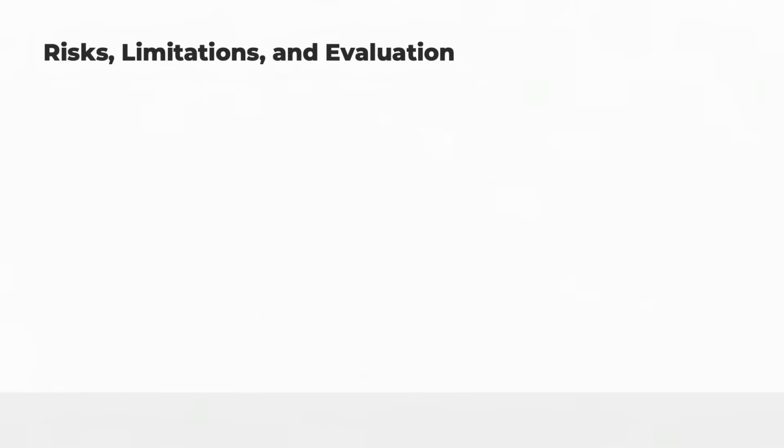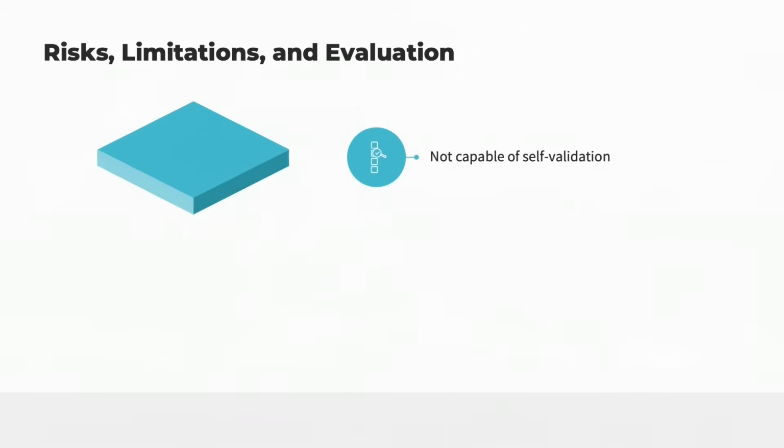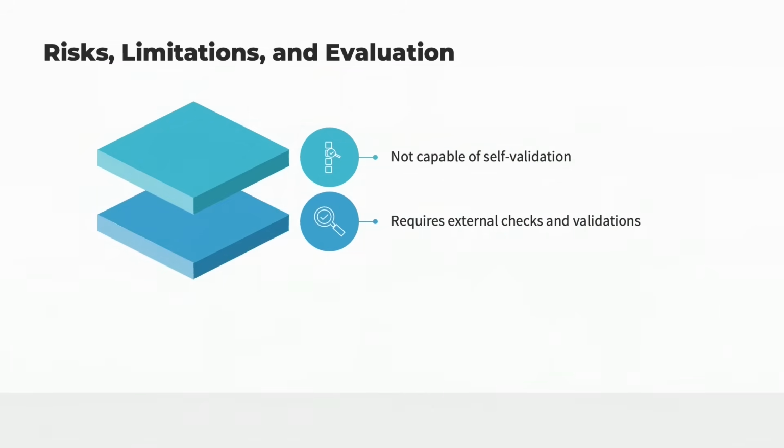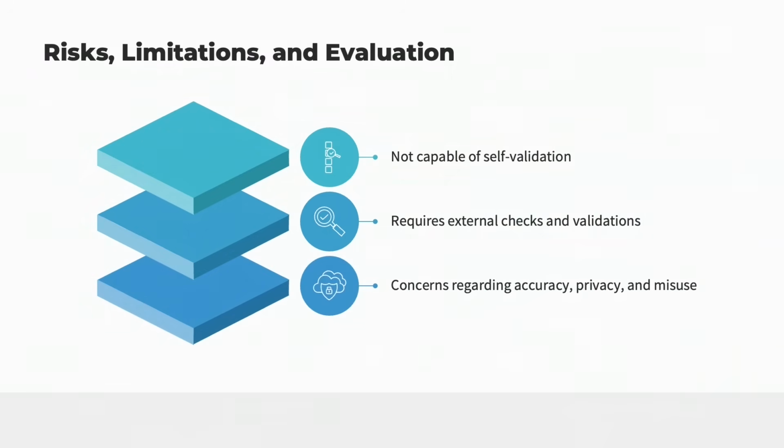While generative AI models offer remarkable capabilities, it's also important to be aware of their potential risks and limitations. These models, just like other forms of AI, lack the capability to autonomously validate or audit the accuracy of their results. They may even create false outputs. Therefore, it's crucial to have mechanisms in place to check and validate the outputs generated by these models. Moreover, there are concerns related to accuracy, privacy, and the potential for misuse of these technologies.